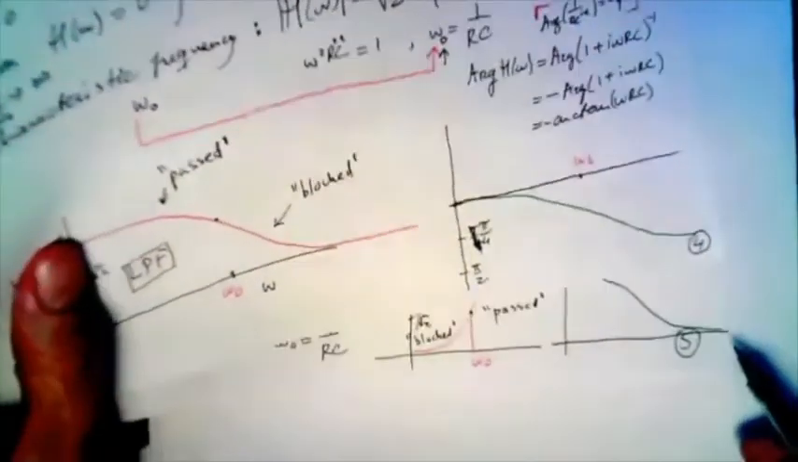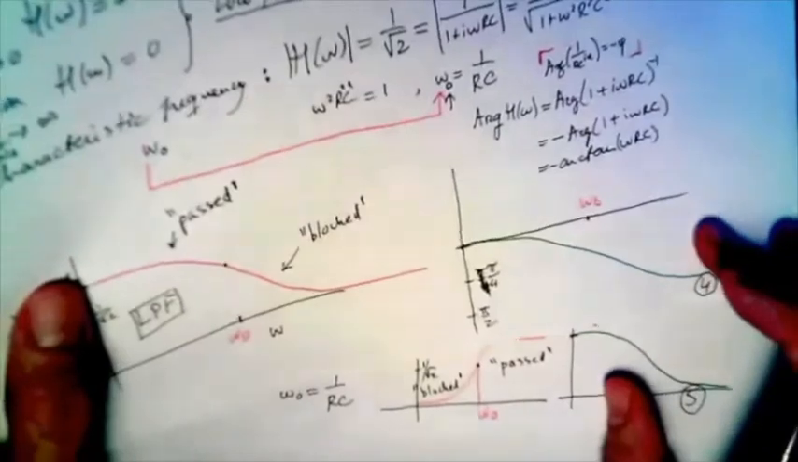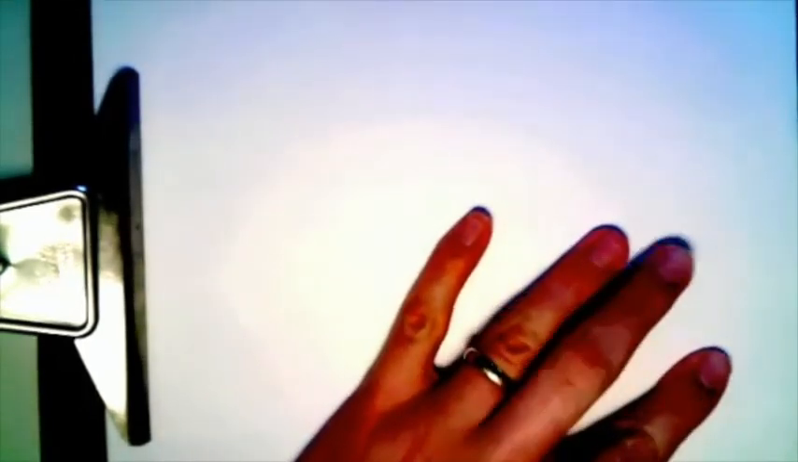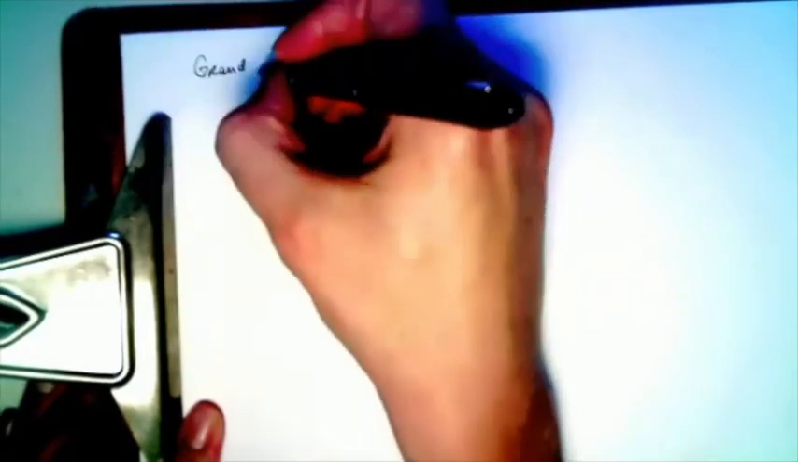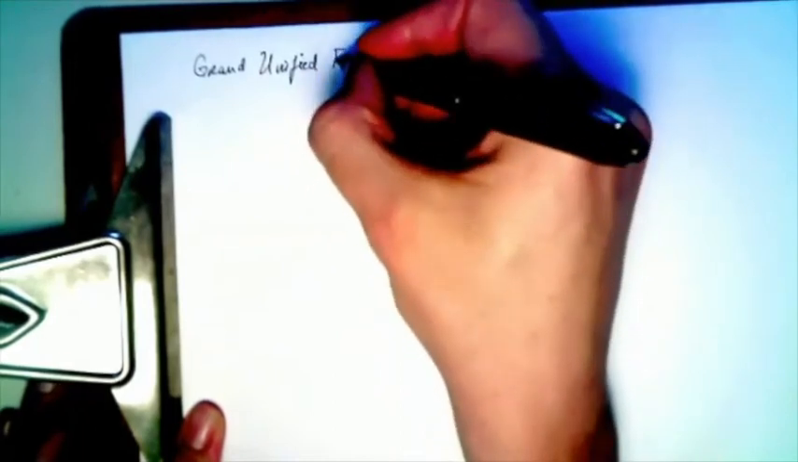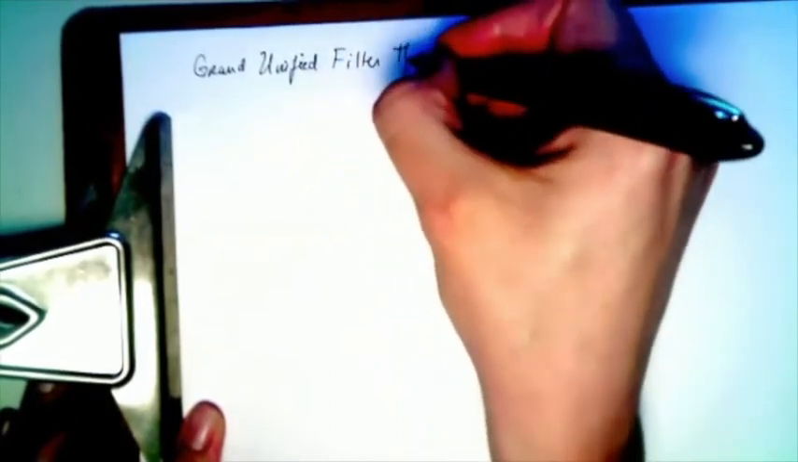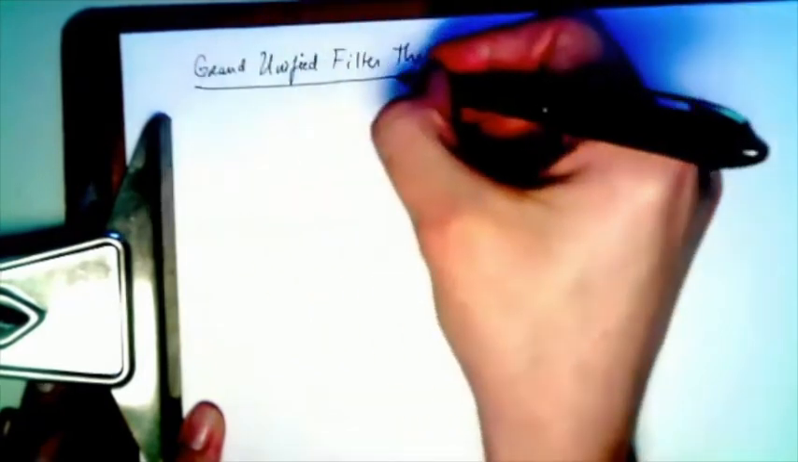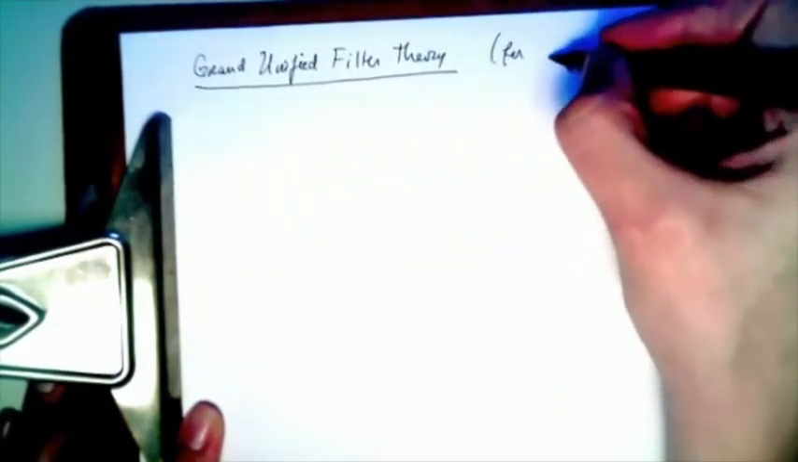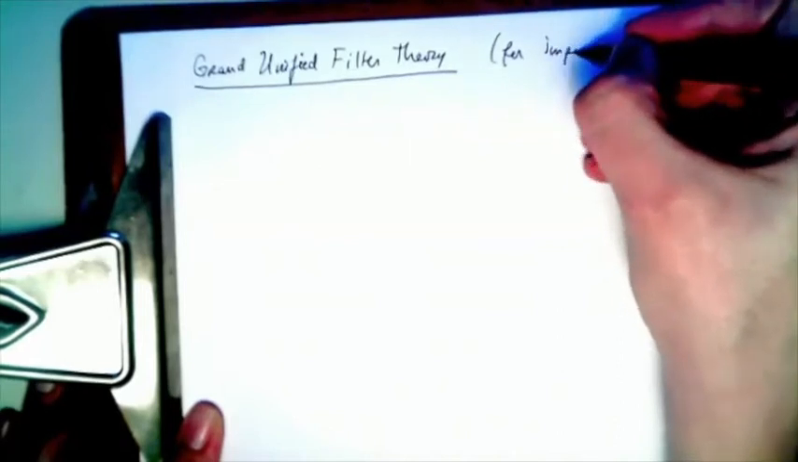Now, hopefully you have seen that we keep repeating ourselves when we do this filter. So there's actually a bunch of stuff that we can say in the abstract sense about these types of impedance bridging filters. So, the grand unified filter theory for impedance bridging.